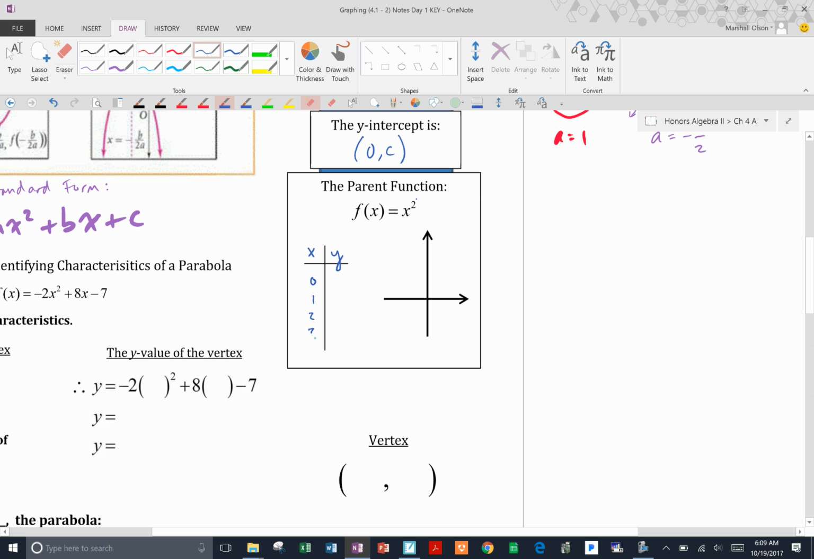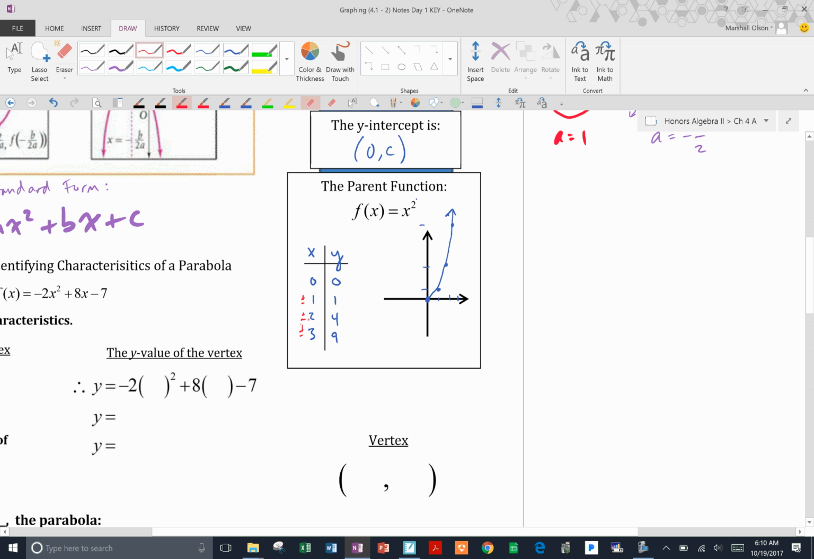So if I put in 0, 1, 2, and 3, for example, we'd get 0, 1, 4, and 9. Now if I graph those points, and I'm just kind of sketching this in here, here's 1, 2, 3, and here's 1, 4, and 9, I would only get that right side of the graph. So we need to recognize that we can put negative numbers in here as well.